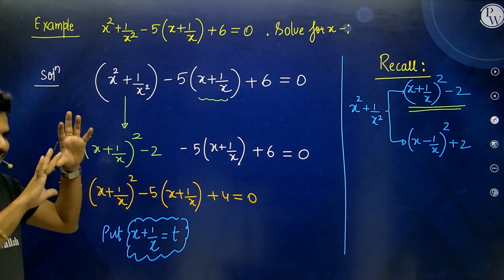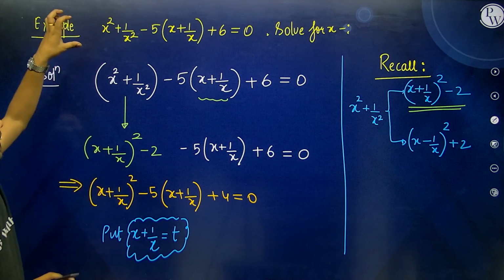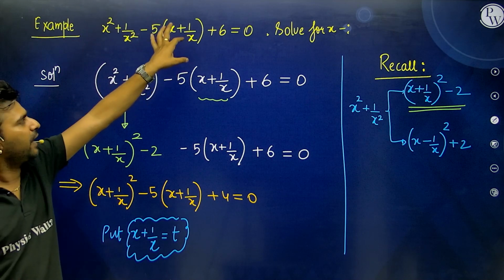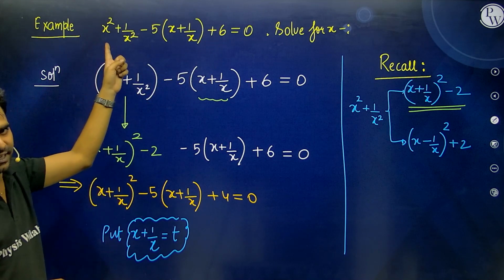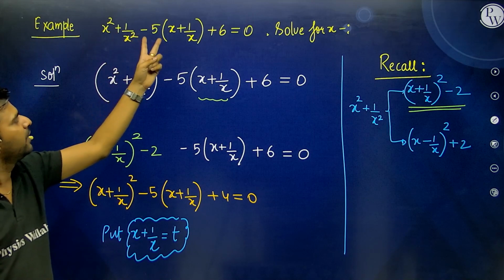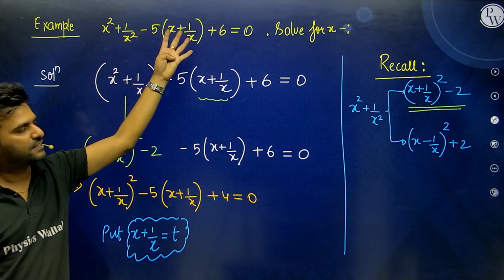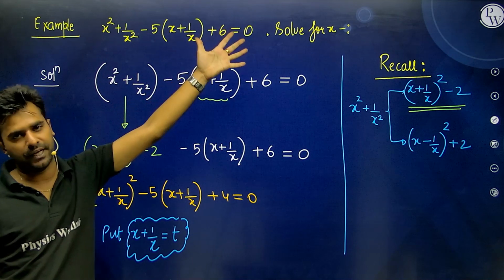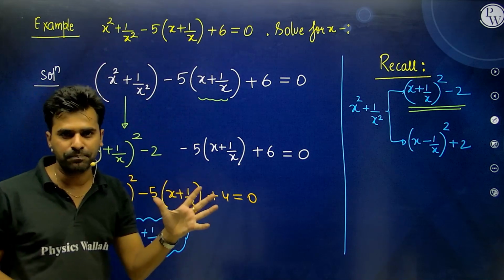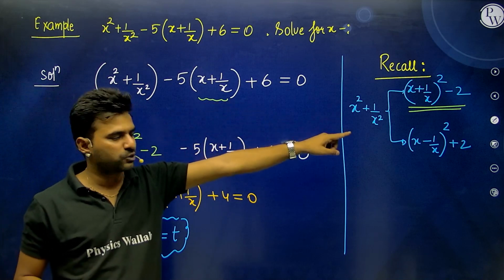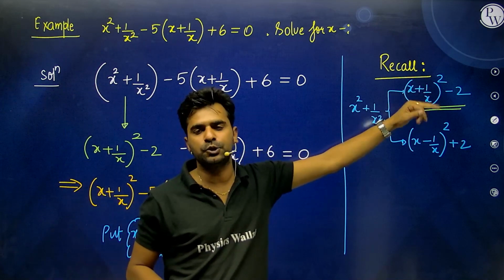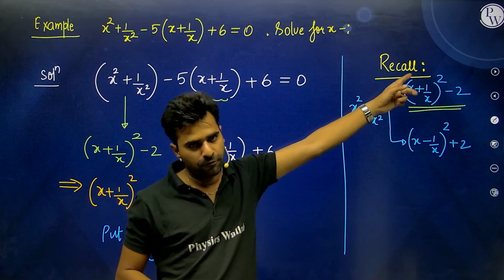Let's have a look at this example once again. x square plus 1 by x square, and this equation was given to us. Have a look at these five terms. x square is there, 1 by x square is there, x is there, 1 by x is there, and a constant term is there. If these five terms are there in a problem, we can apply what I have taught you, that is, x square plus 1 by x square can be put in these two different forms.